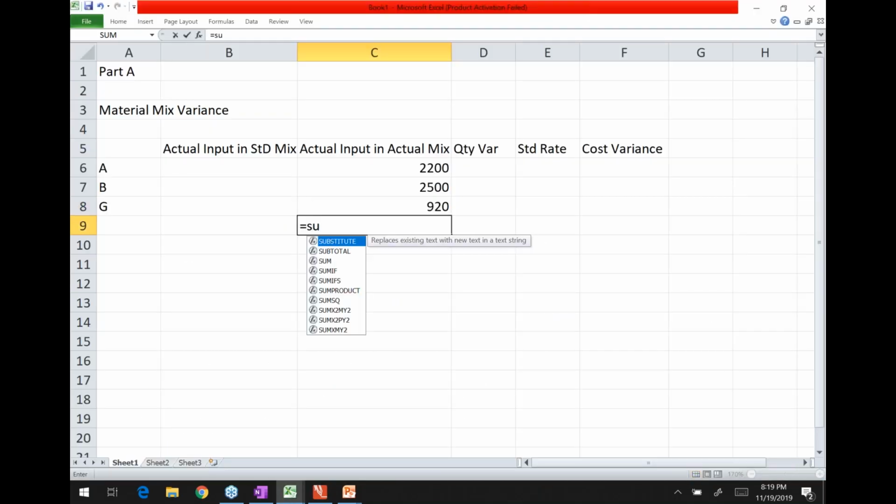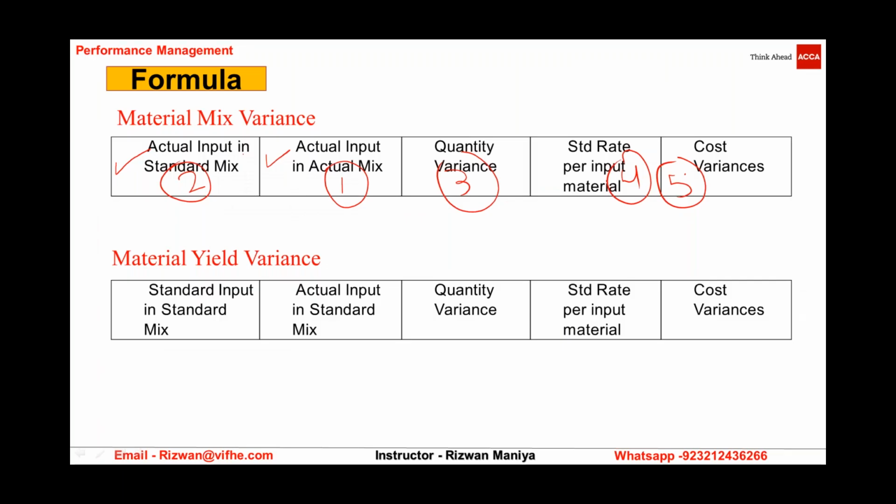I'll use the sum formula: equal to sum, bracket open, select everything, just add, because I need to add. So I've selected using the sum formula. I'll press the enter button and I'll get the total. So this is actual input total in actual mix. So this is my actual input in actual mix. Now, if I go back to the formula, it says I need actual input now in standard mix.